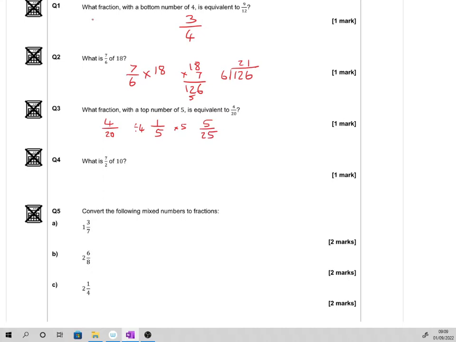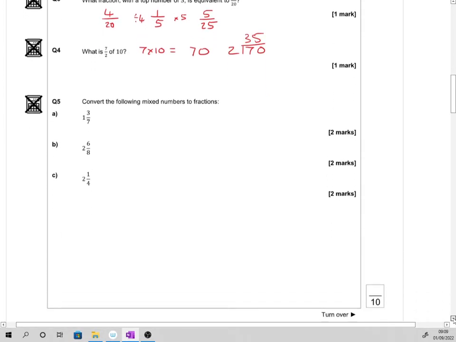What is 7 halves of 10? So 7 times 10 is 70. So 70 divided by 2 is 35.